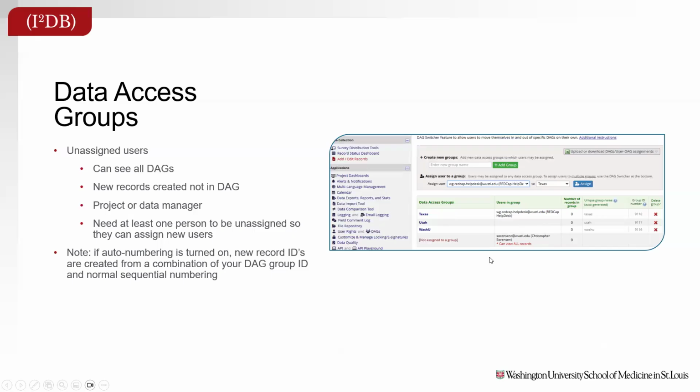So when you're doing a multi-site study and you're working on your data use agreement, that's something you need to consider. You need to make sure there's at least one person who can somehow add people to DAGs. And if you have auto numbering turned on, the auto numbering is DAG specific.